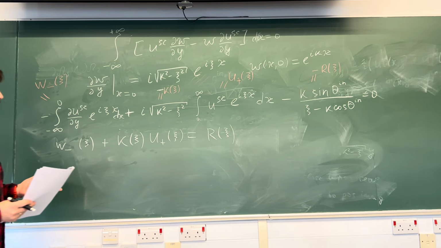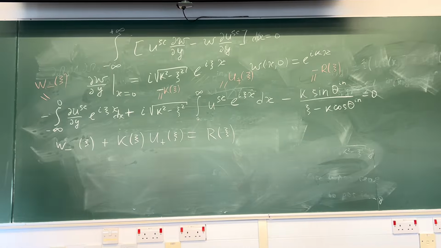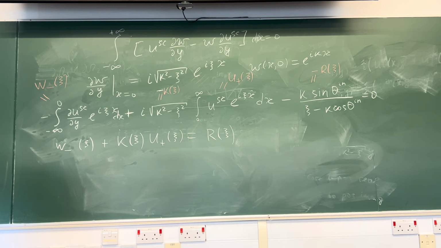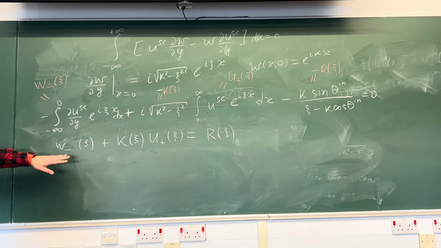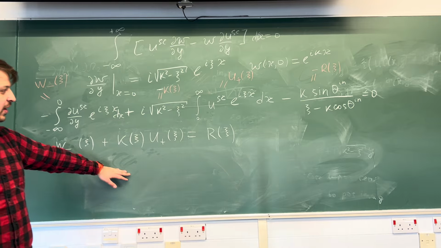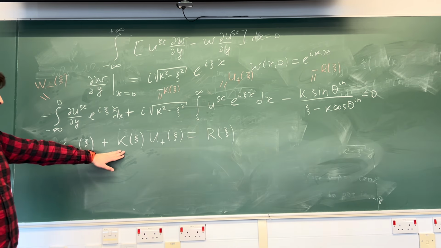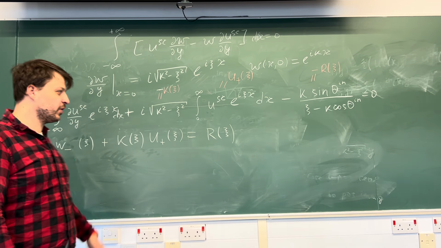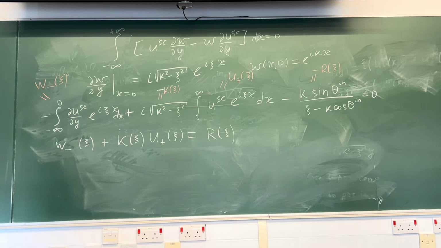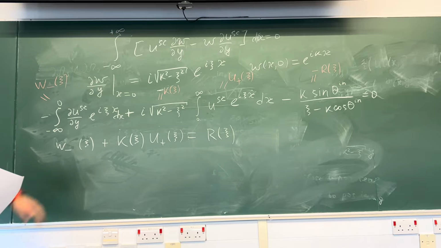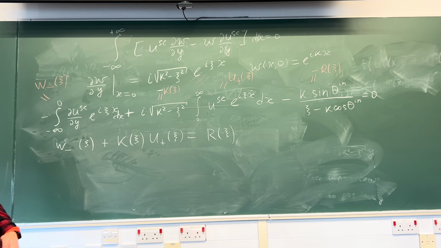So this is some algebraic equation, and this equation has two unknown functions. So by default, we don't have a unique solution to this equation. We don't know what V minus is, and we don't know what V plus is. And we know what K and R are. This thing is called the kernel of the Wiener-Hopf equation, and this is the forcing, the right-hand side, the inhomogeneity of our equation.